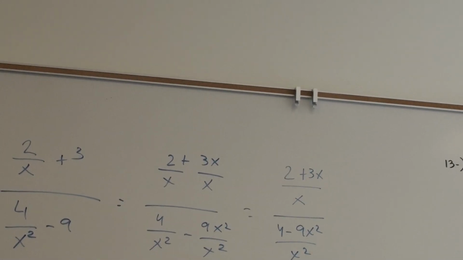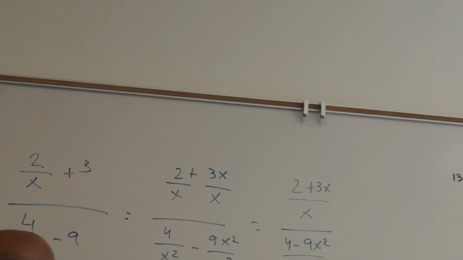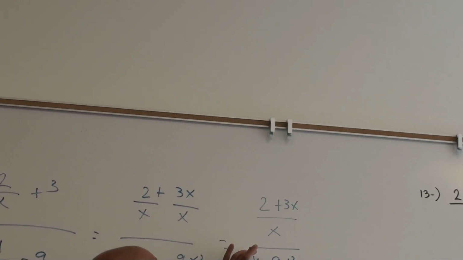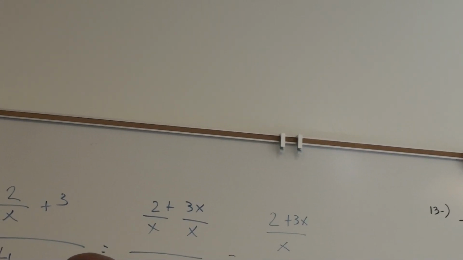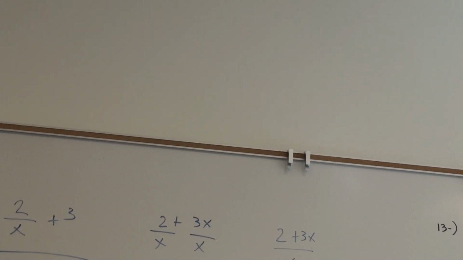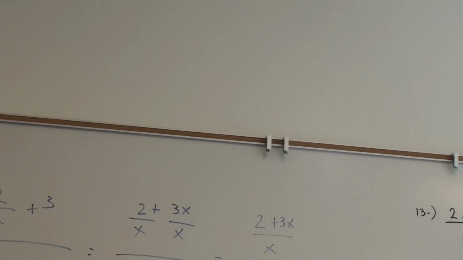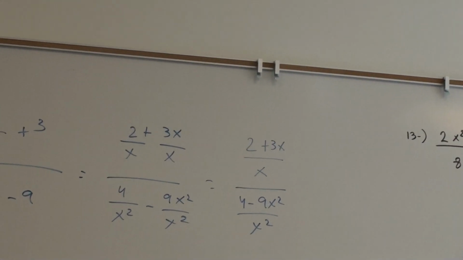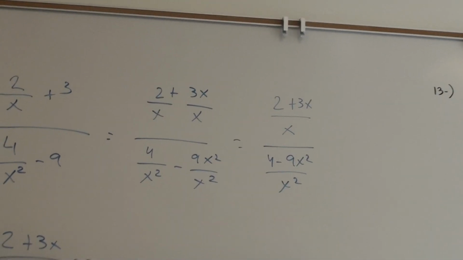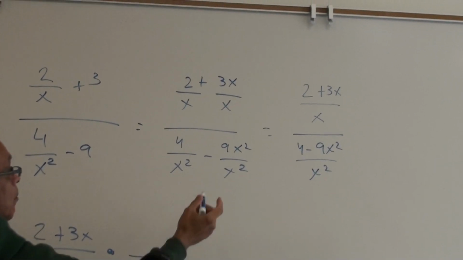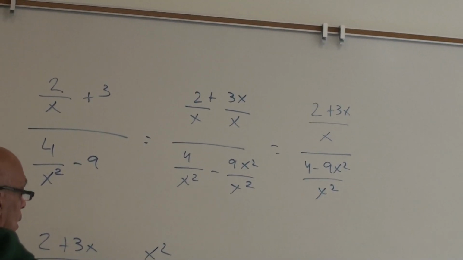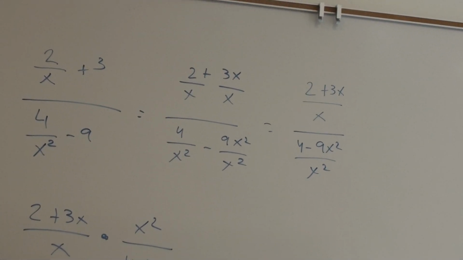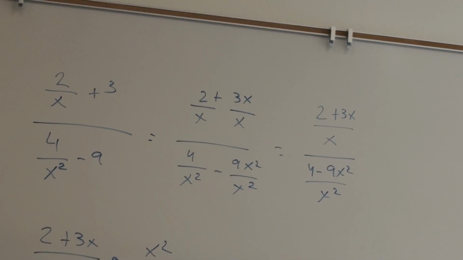Okay? Now, how are we going to solve this now? Well, remember, this is basically one fraction divided by another fraction. How do we solve this? Flip and then multiply. Flip this one here, the bottom, right? Convert this division into a multiplication by writing 2 plus 3x over x times the reciprocal of the second one, x squared over 4 minus 9x squared. Okay? So now I see I can simplify this x with this x here.